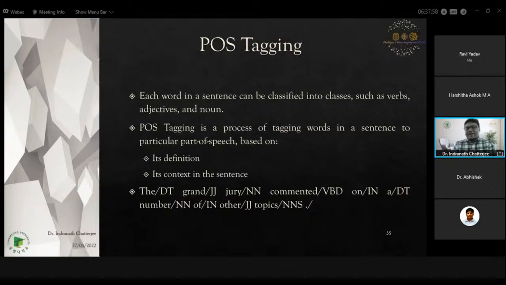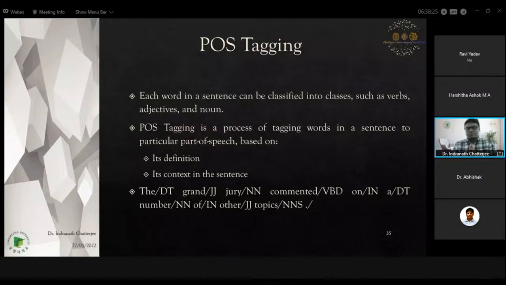POS tagging is called parts of speech tagging. The first part was word segmentation, that is tokenization. We have a sentence, we tokenize it, that means we segment it word by word, and we keep those words as entities, small words, which we call terms. Now, just as a normal human being needs to understand the grammar of a sentence, a computer also needs to know the grammar of the sentence. And what was the first thing we learn in grammar? It's the parts of speech, that is noun, pronoun, adjective and so on. The computer also needs to learn POS. So we have to tag each term, each word, with its corresponding parts of speech tag. For example, the sentence: the grand jury commented on a number of other topics.